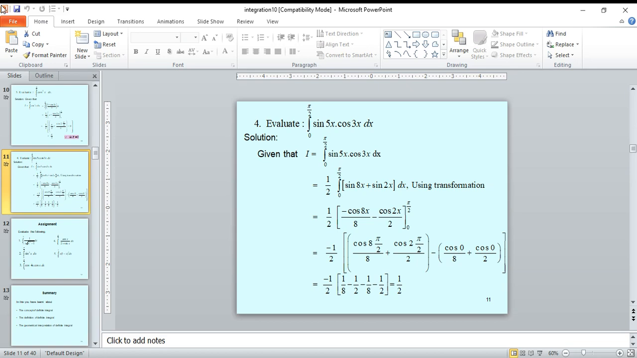So multiply and divide with 2, that is 2 sin pi x into cos 3x. 2 sin A cos B is sin (A plus B) plus sin (A minus B). So sin (pi x plus 3x) plus sin (pi x minus 3x). Sin of pi x plus 3x is sin 8x, and sin of pi x minus 3x is sin 2x. 1 by 2 of integration 0 to pi by 2 of sin 8x plus sin 2x dx.